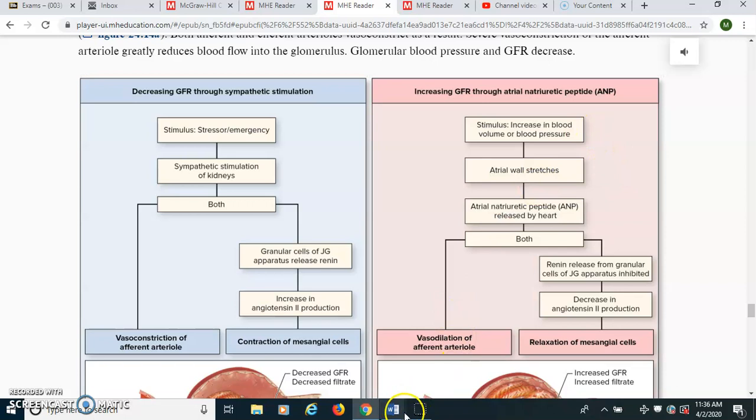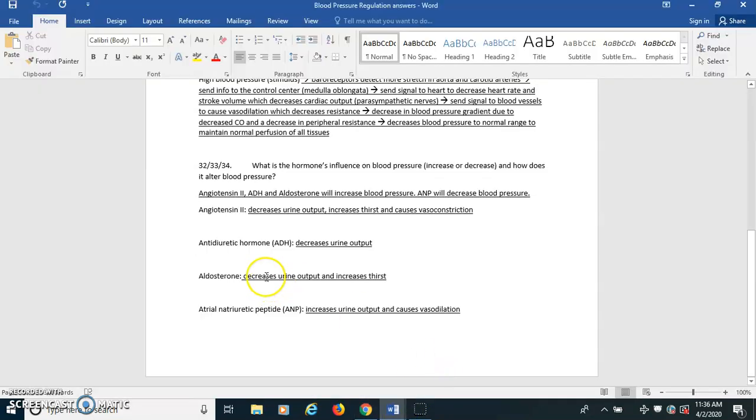So if you remember, the atrial natriuretic peptide, ANP, was the hormone that will decrease blood pressure. So that was its role. It was the only one that we talked about in the last chapter that will decrease blood pressure. The other three all work to increase blood pressure.